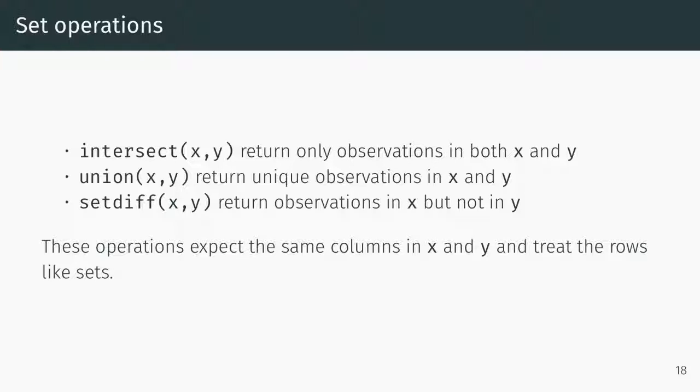Okay, and then last are set operations. So these should be familiar to you from math classes, or logic classes, or some kind of classes. Intersect returns observations that are both in X and Y. Union returns unique observations in X and Y. And by unique, all I mean is not duplicates. So it returns all the observations, but without any duplicates. And set diff returns the set difference of X and Y. And these operations expect the same columns in X and Y, and they treat the rows like sets in set theory.